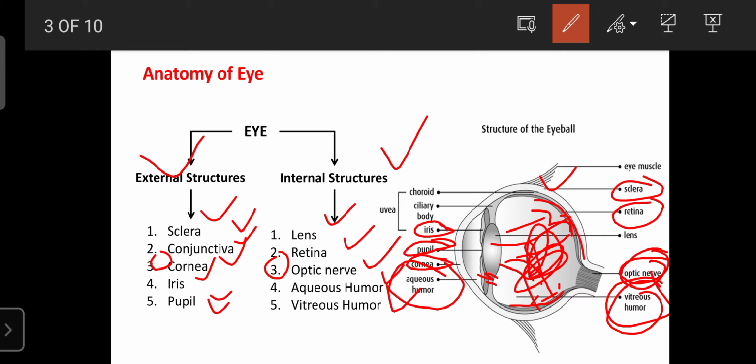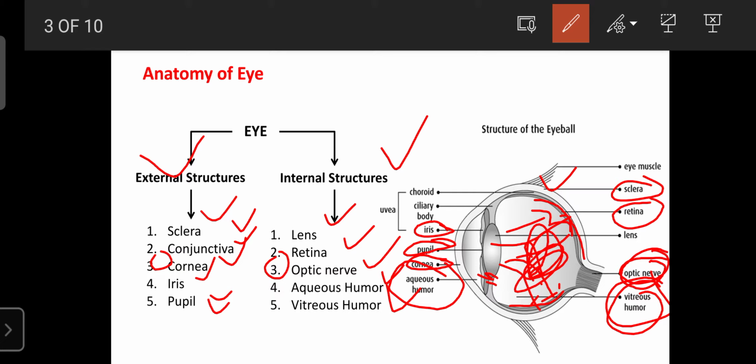Like that, our eye is mainly categorized into two parts, the external structure as well as the internal structure. It mainly consists of the sclera, the outermost layer. It protects the eye and the internal organs of the eye, and it is white in color, so it is known as the white part of the eye.